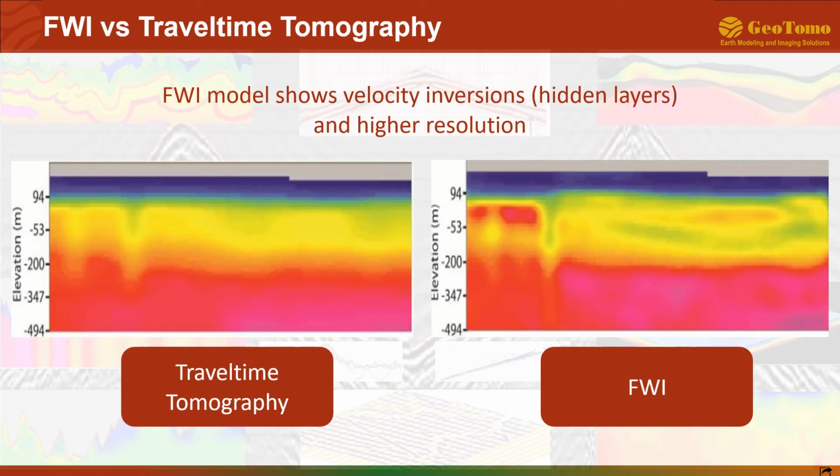These displays show the near-surface models derived from travel time tomography and FWI. The FWI results produce a velocity model showing greater vertical and lateral resolution of karst features and reveals the velocity inversions which are not present in the travel time inversion model.